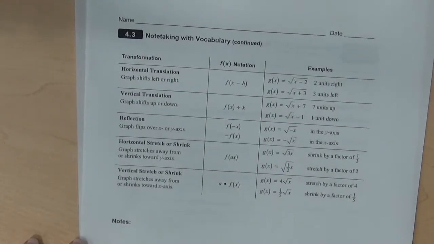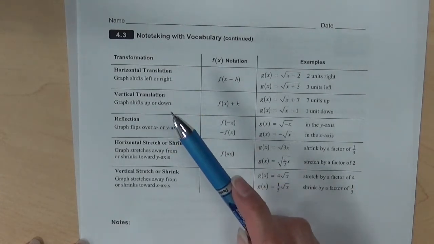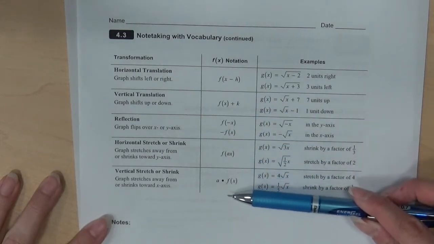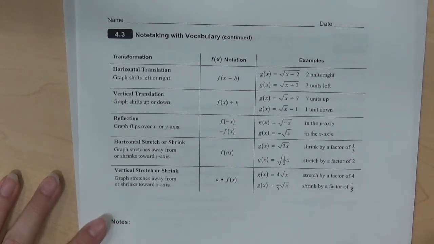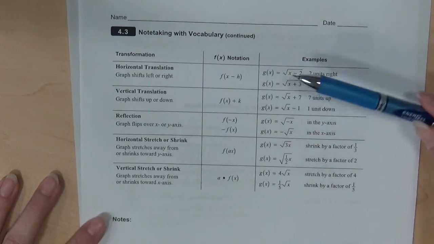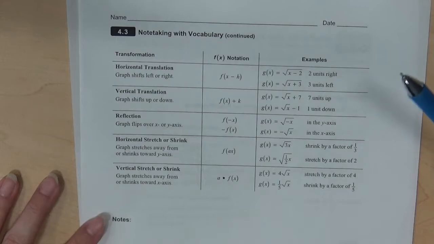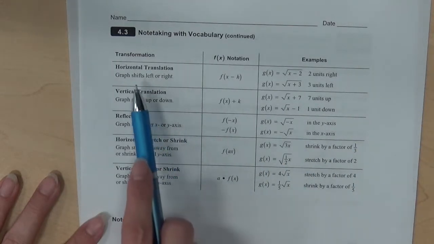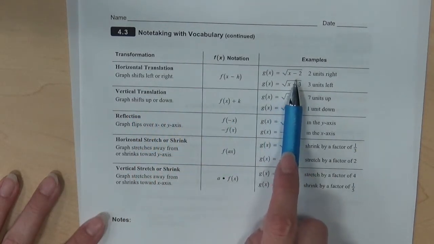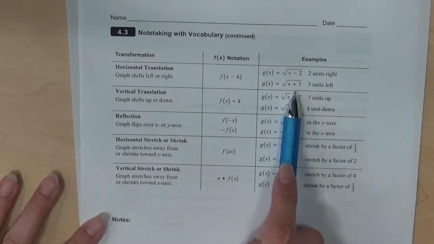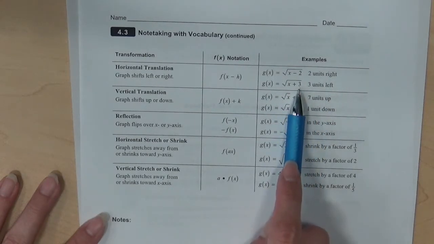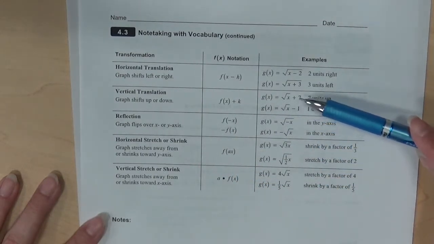If you flip your page over, you'll see we're talking again about horizontal translations, vertical translations, reflections, vertical shrinks, horizontal shrinks, etc. This is all the same concept that we did back in chapter 2 and that you did last year, and it applies to any function. We're just going to be using it now with the square root functions. Horizontal translations show up as an addition or a subtraction inside your function. Remember, the horizontal shifts are the ones that are backwards. So x minus 2 would be 2 units to the right, x plus 3 would be 3 units to the left. The vertical ones would appear on the outside of the function.